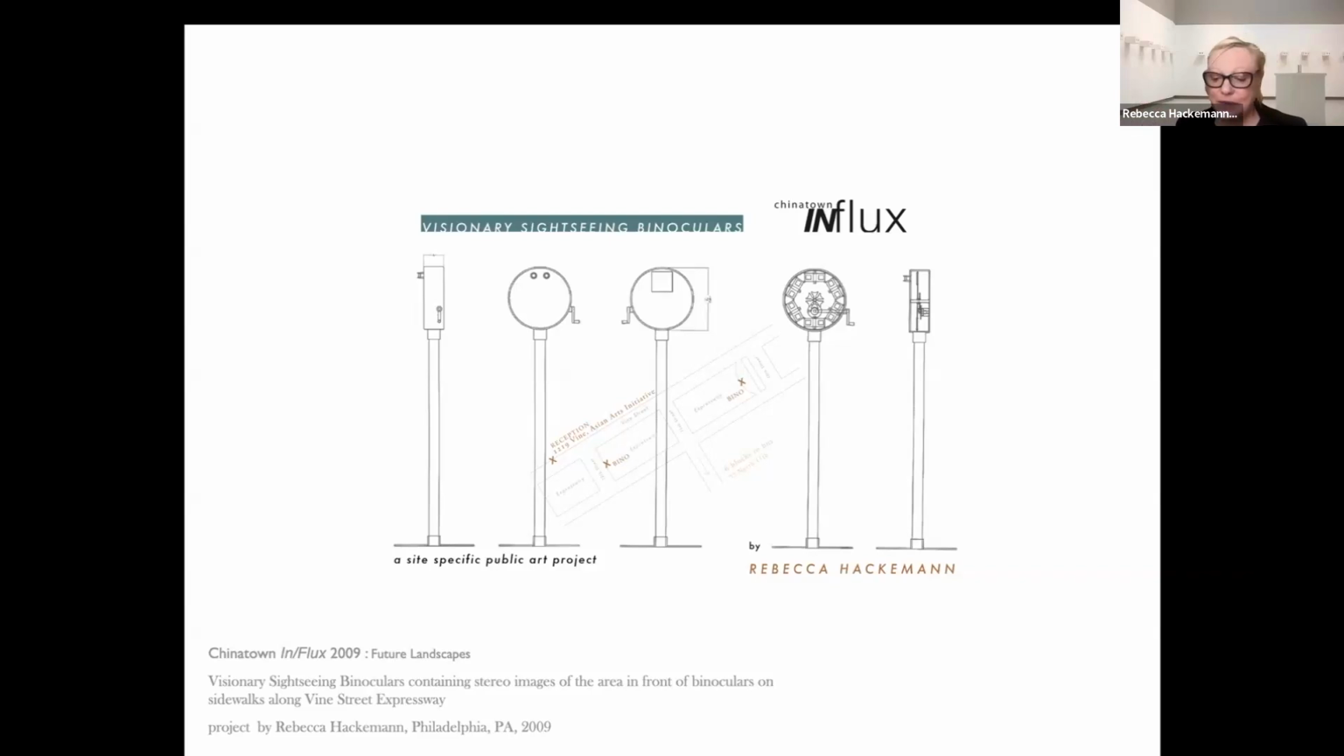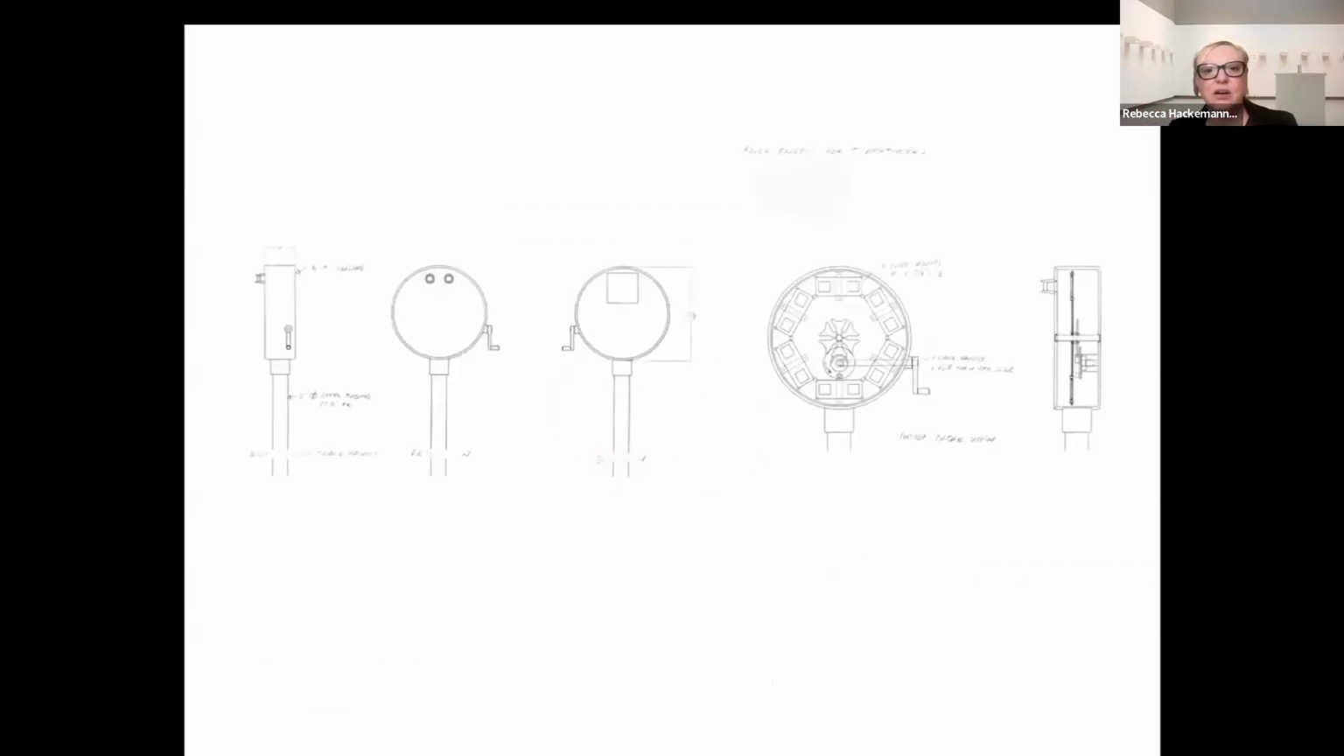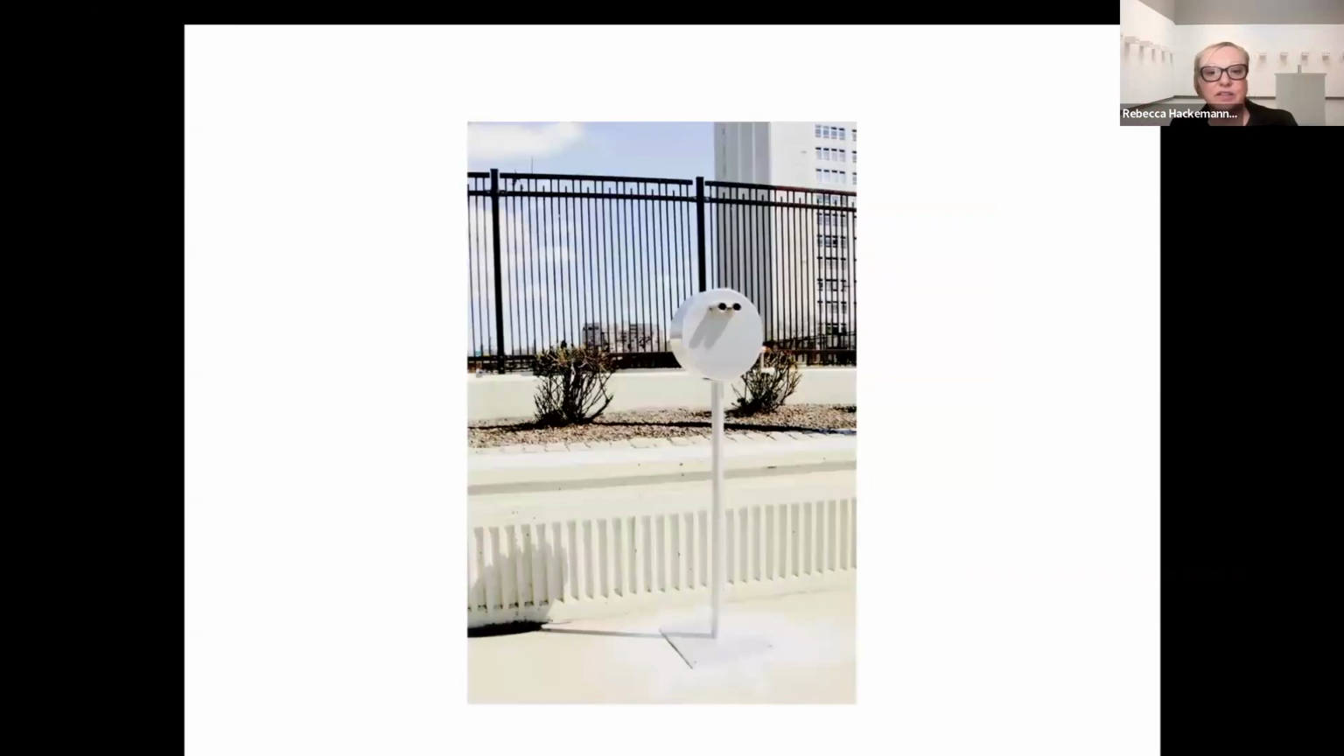Yeah, so this project I've done many times and it's been displayed in different cities with different images inside. It's a pun on the sightseeing binocular that you see. The first time I did it was in Philadelphia, where it was a commission called the Visionary Sightseeing Binoculars. I asked community groups of teenagers what they would like to see on this overpass in Philadelphia.